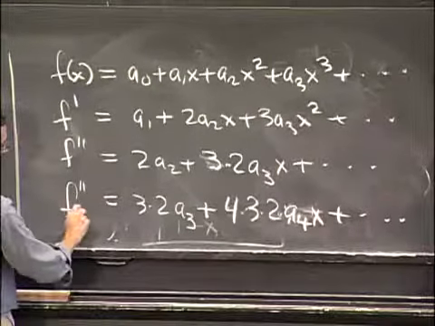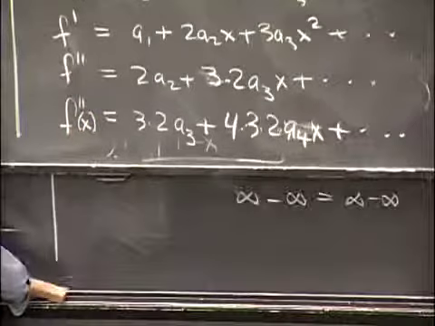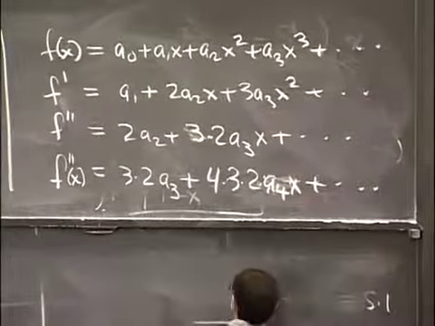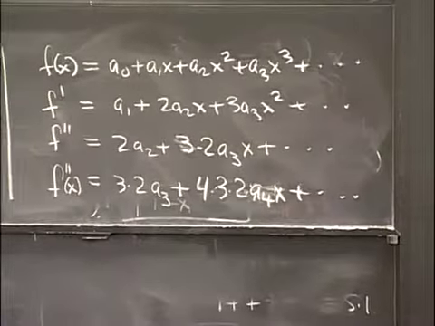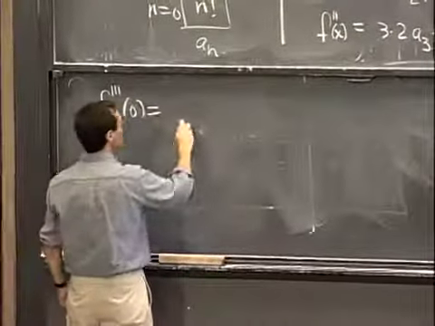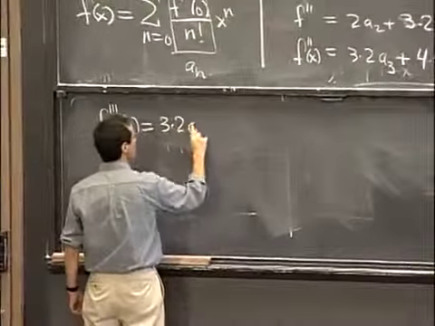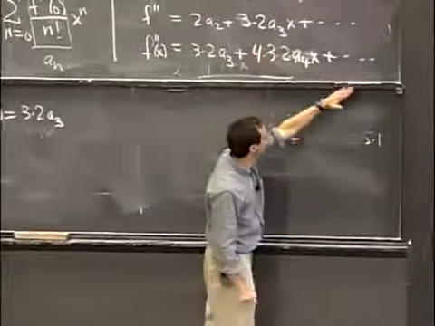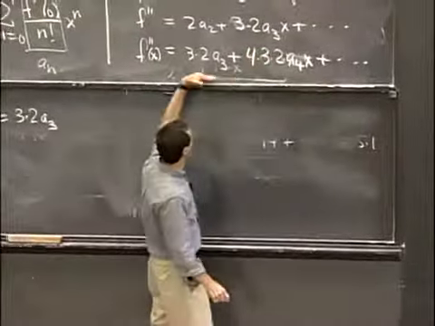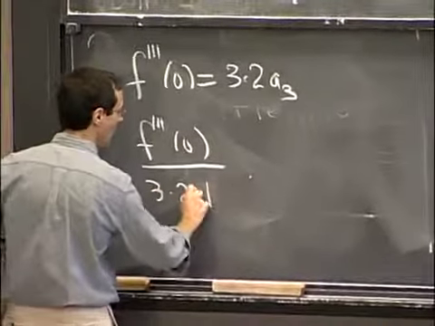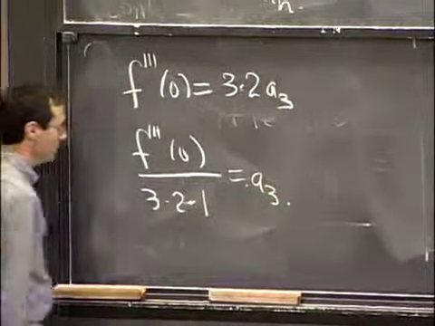So now here is my function. But now you see if I plug in x equals 0, I can pick off the third term. F triple prime of 0 is equal to 3 times 2 times a3. Right? Because all the rest of those terms when I plug in 0 are just 0. Here's the formula. And so the pattern here is this. And what's really going on here is this is really 3 times 2 times 1, a3.